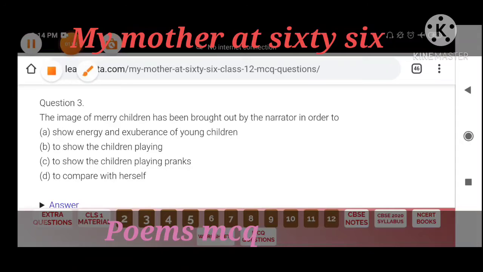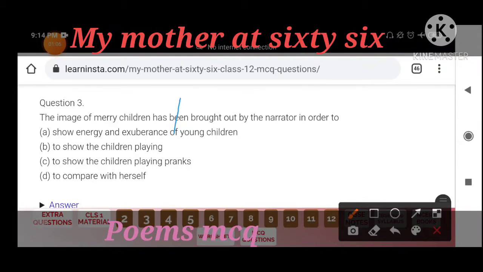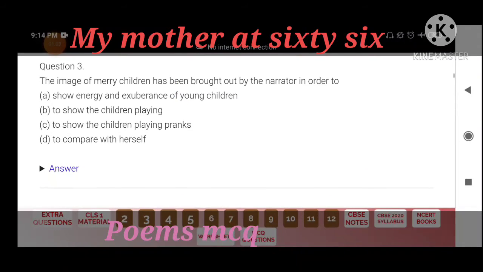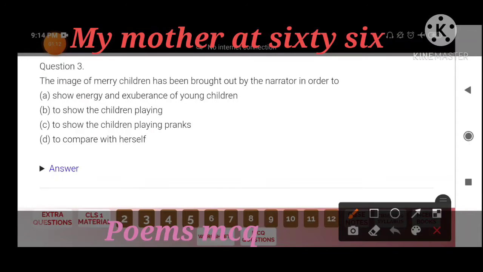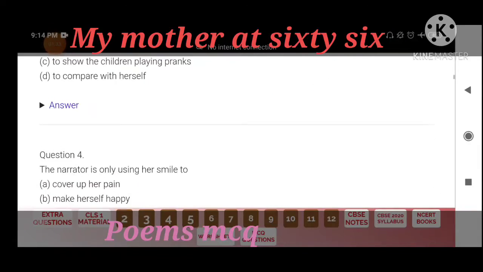In question number 3, the image of married children has been brought out by the narrator in order to show energy and exuberance of young children, to show the children playing pranks, or to compare with herself. So the answer will be energy and exuberance of young children.